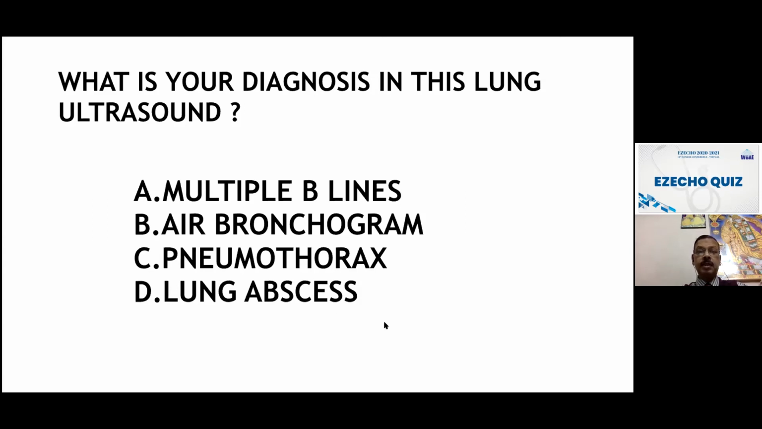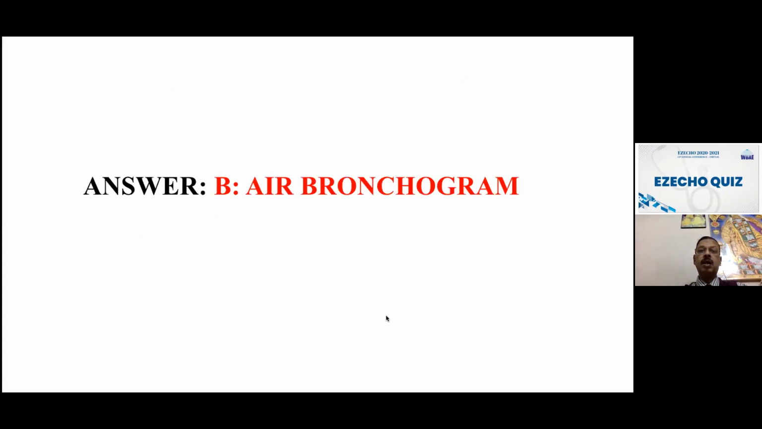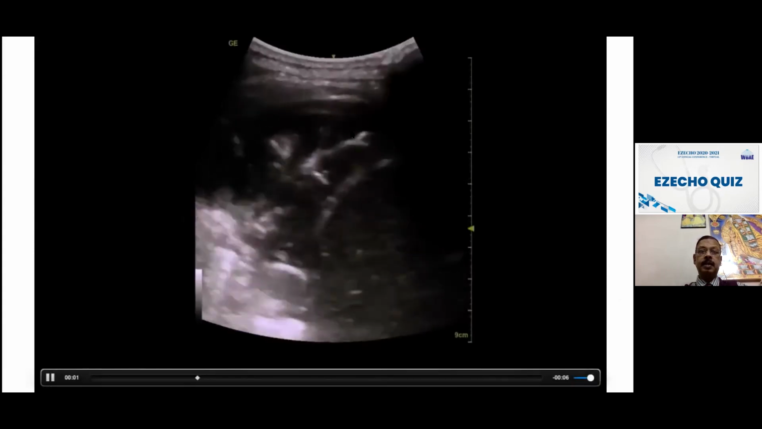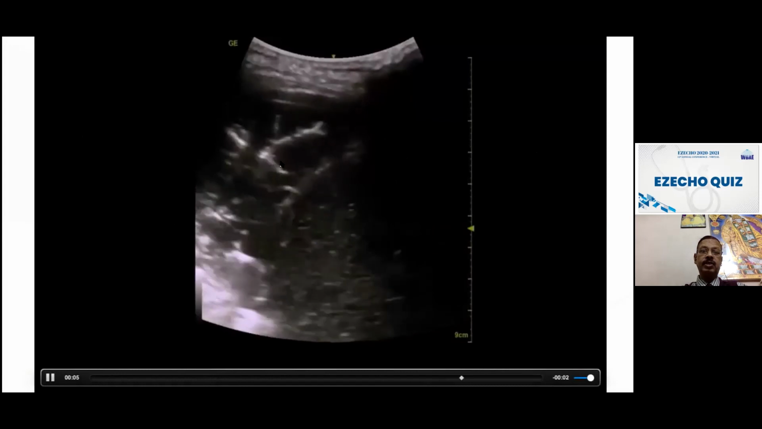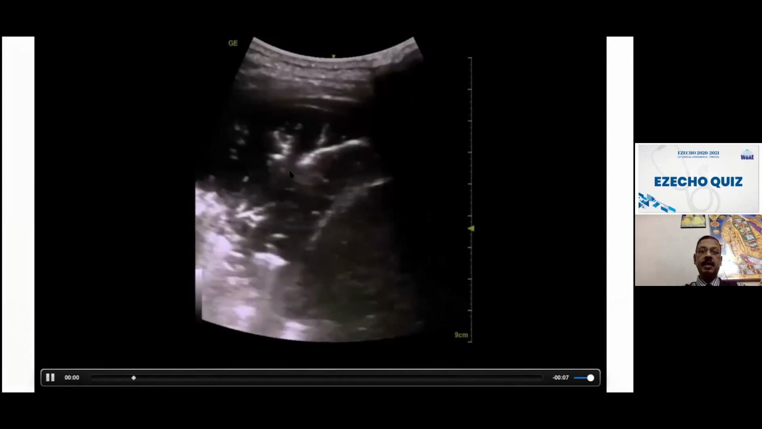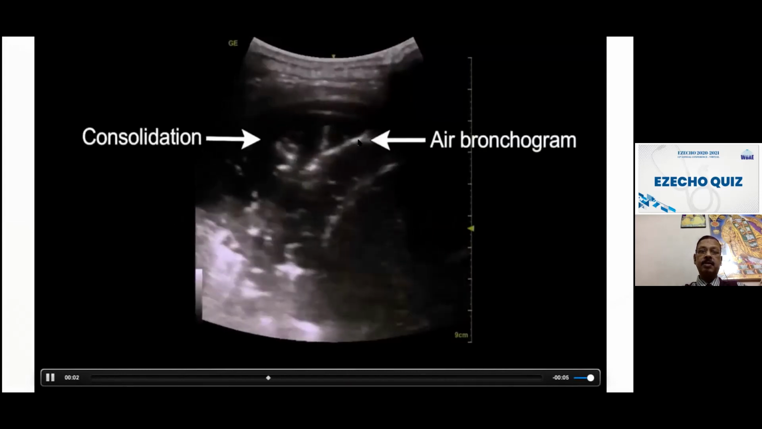Majority has given D, that is the lung abscess. Unfortunately, it's not correct. It is an air bronchogram. And you can see these are the areas of consolidation, and this is the linear appearance of the air bronchogram.